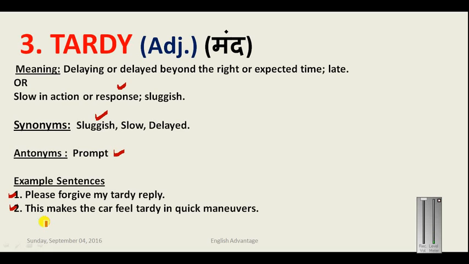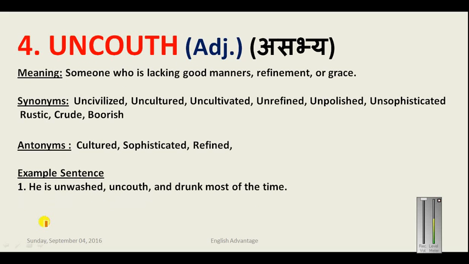Now let us look at the next word, uncouth. If somebody is uncouth, that person is uncivilized, or you can say uncultured or uncultivated, unrefined. Unrefined in what? He is unrefined in manners and etiquette. Or you can say unpolished, unsophisticated, or rustic, which is somebody who is related with the village. And crude, you must have heard about crude oil. Crude oil is something that is not refined or that is not pure. So that is why we are calling it crude oil.